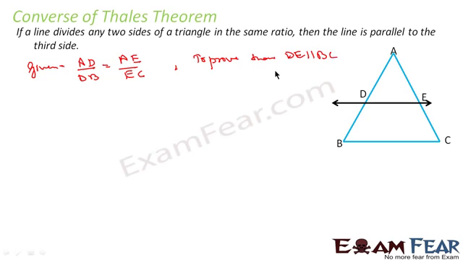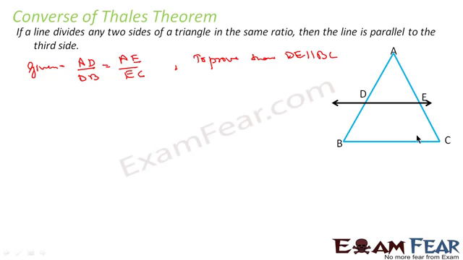Correct? In the earlier case in Thales' theorem, we were given that DE is parallel to BC and we had to prove that AD by DB is equal to AE by EC. In this case, it is the other way around. We are given that AD by DB is equal to AE by EC. That means D and E are dividing the sides AB and AC proportionally. That is AD by DB is equal to AE by EC. And we have to prove that DE is parallel to BC.